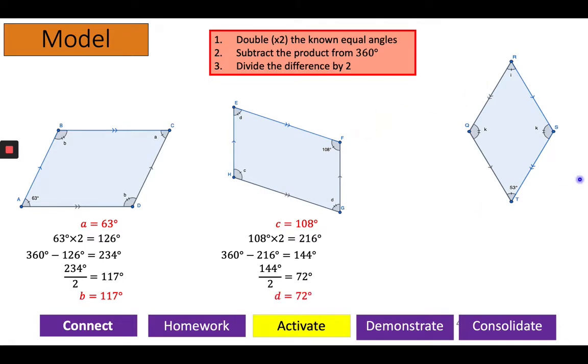Then for this parallelogram here, we can see that I is equal to 53 degrees. We then times that by 2 to get 106 degrees for our two equal angles here. We then subtract that from 360 to get 254, and again we divide that by 2 to get our equal angles K, and we get 127 degrees. Therefore K equals 127 degrees.